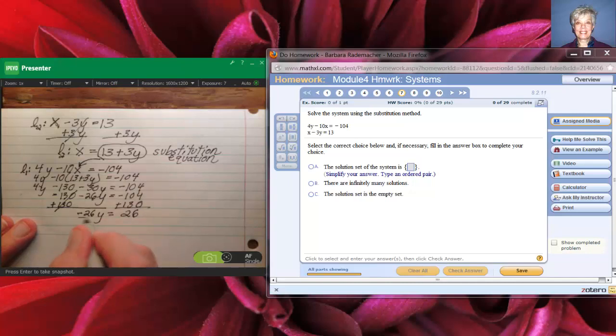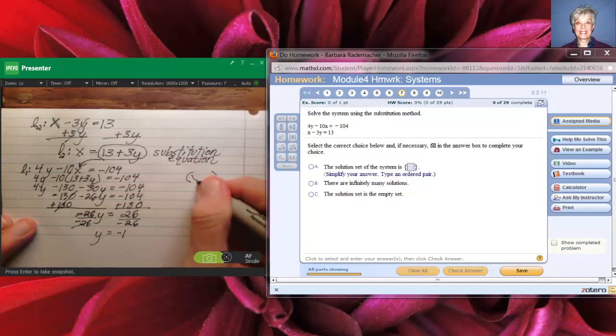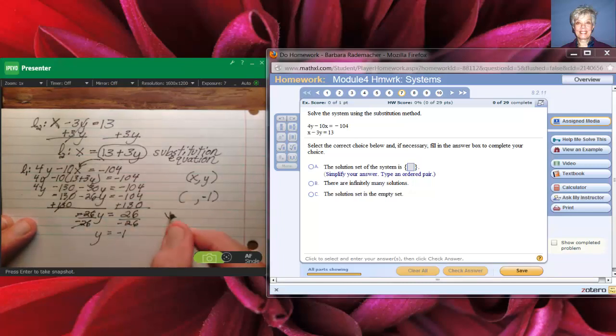Now, to find out what y equals, I divide both sides by negative 26. And so I will end up with y equals negative 1. Now, since we're finding an ordered pair, when we solve a system, we're finding the point of intersection. So we have to find an x-coordinate and a y-coordinate. I know the y-coordinate is negative 1, but I still have to find x. So, x is up here, isn't it? X equals 13 plus 3y. So x equals 13 plus 3 times negative 1. And so x equals 13 minus 3, which is positive 10.